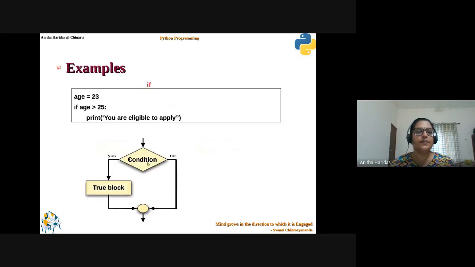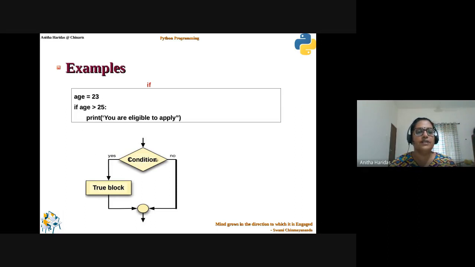Let us see an example here. If statement, I have age equal to 23, and I check if age is greater than 25. If so, I print you are eligible to apply. Okay. So this is having only the if block. There is no else block, because we said the else block is optional.